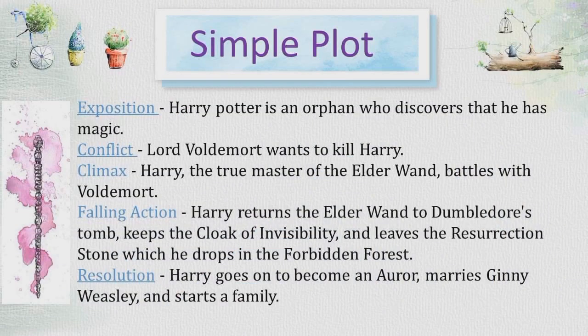So let's try the simple plot of Harry Potter. Harry Potter is an orphan who discovers that he has magic. Problem: Lord Voldemort wants to kill Harry. Climax: Harry, the true master of the Elder Wand, battles with Voldemort. Falling action: Harry returns the Elder Wand to Dumbledore's tomb, keeps the cloak of invisibility, and leaves the resurrection stone, which he drops in the Forbidden Forest. And the ending of the story: Harry goes on to become an Auror, marries Ginny Weasley, and starts a family.